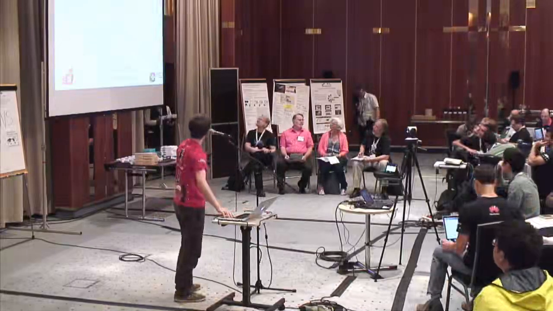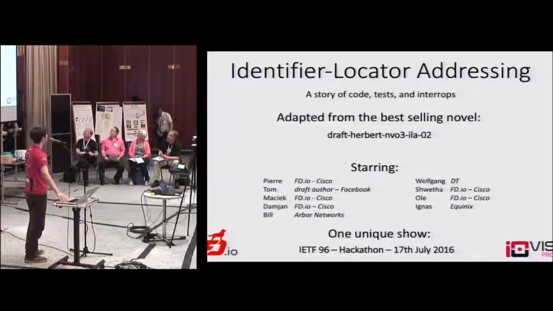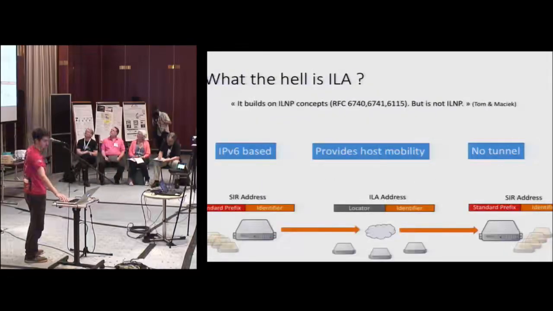So this is a team of fantastic people that worked with us. Half of them for FDIO, the group, and half of them other people joining us this time. So very quickly, ILA is basically something that is based on IPv6. It provides us host mobility in data center, but not only, and it works with node tunneling. You take an IPv6 address.